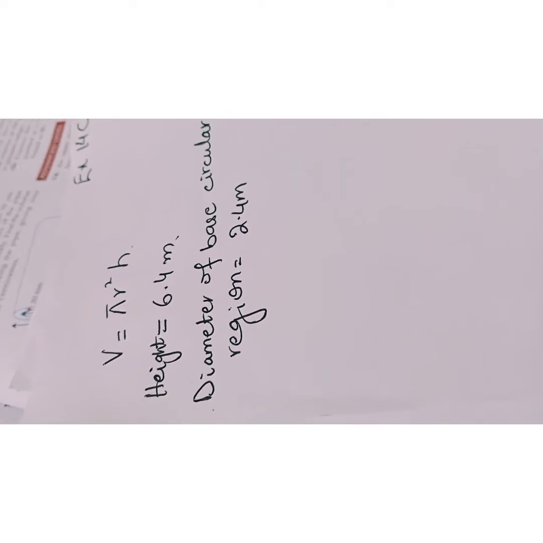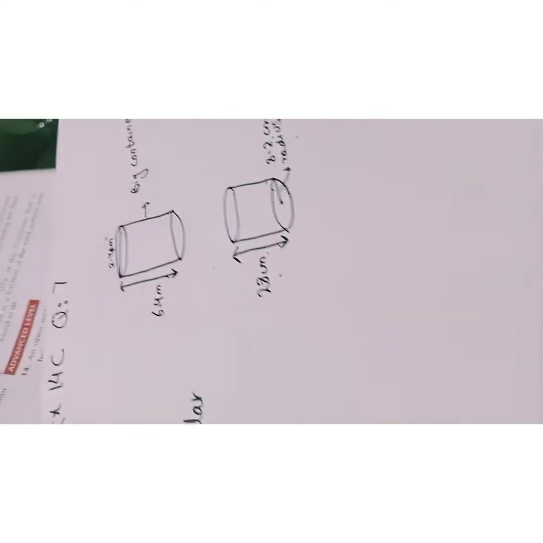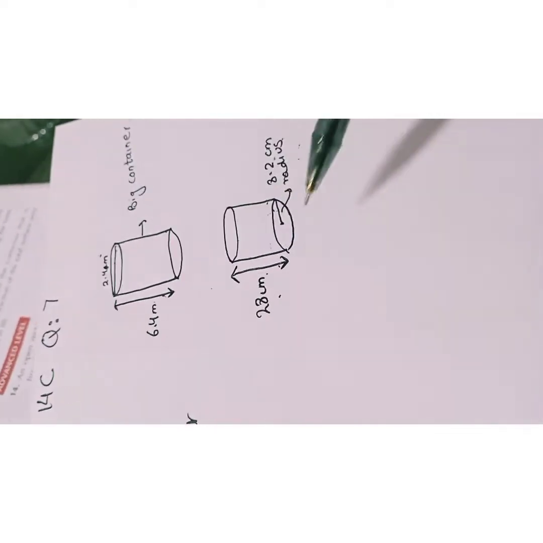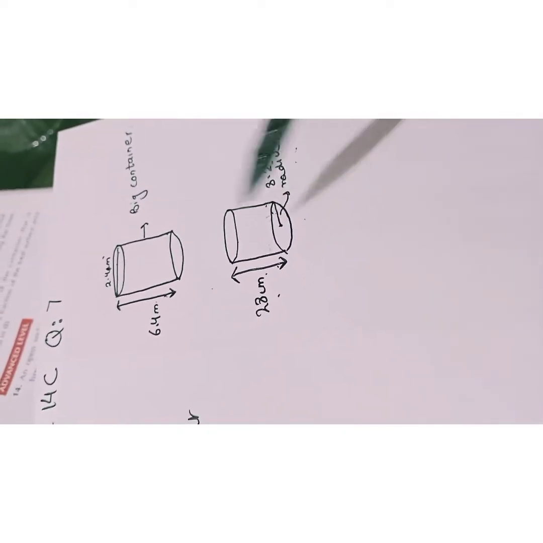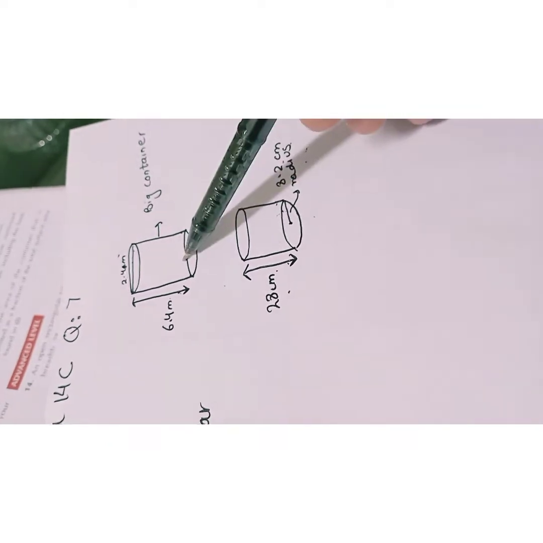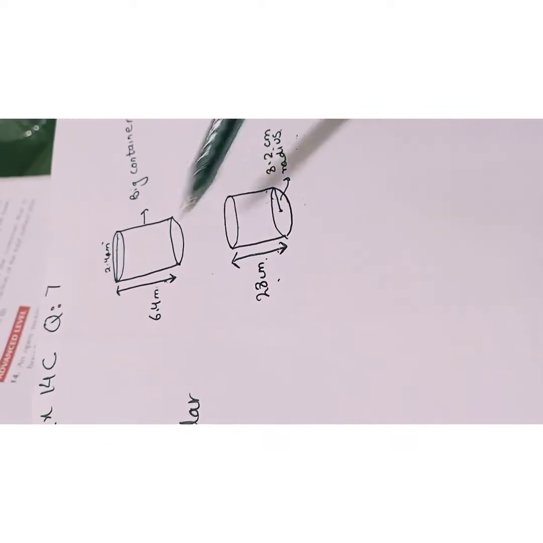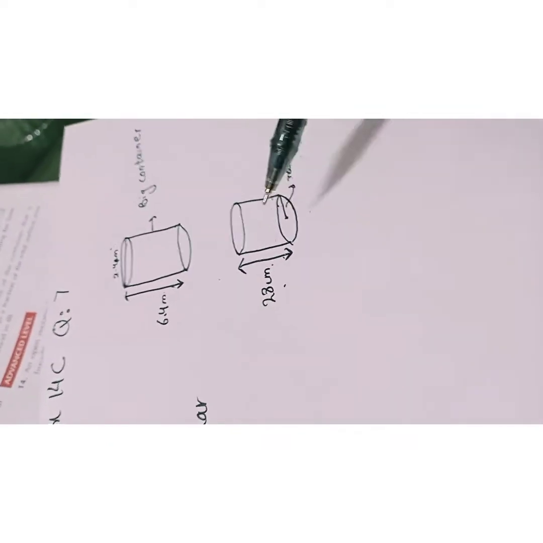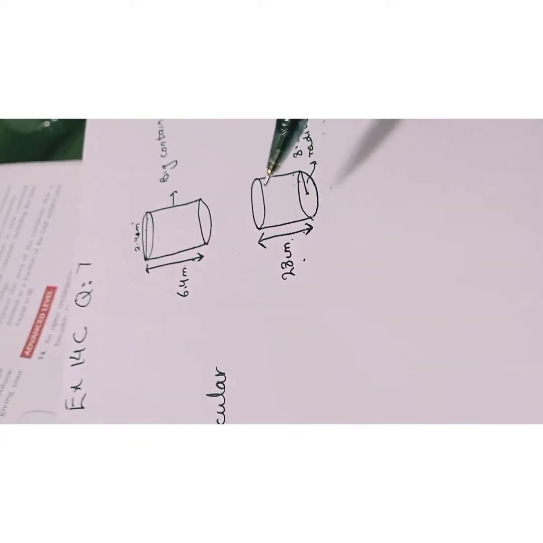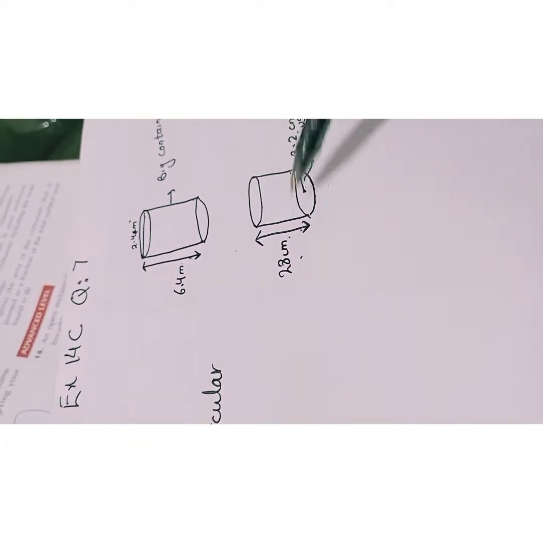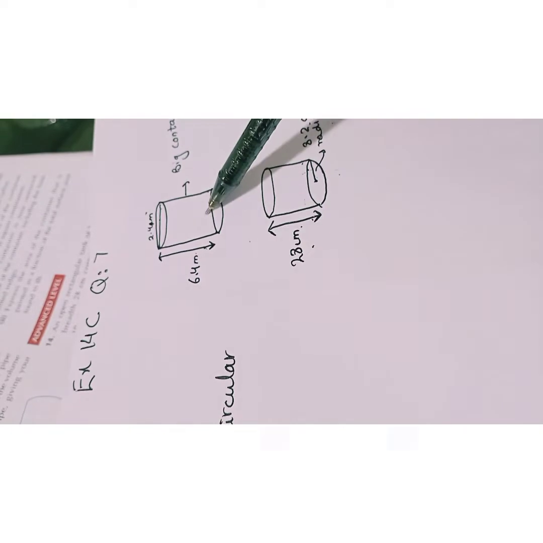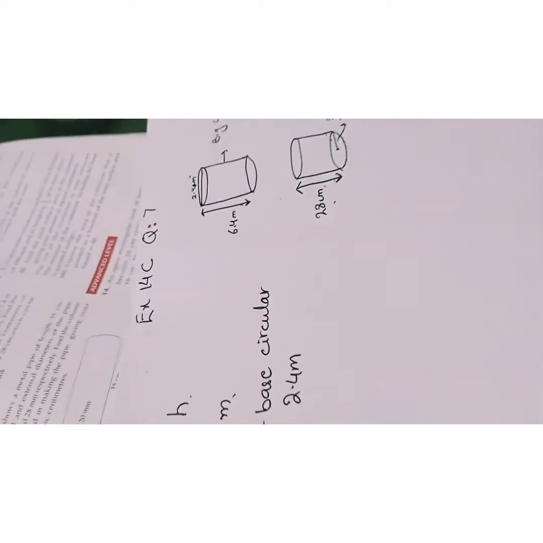Now let's start. We know that the volume formula of a cylinder is V equals pi r square H. First we will find the volume of the big container and the volume of the small container, and then we will divide the volume of the big container, which is its capacity, by the volume of the small container. This will give us the number of small cylindrical containers which can be filled by this complete big container.